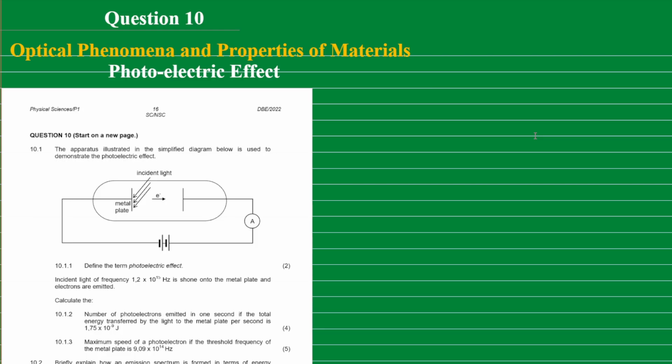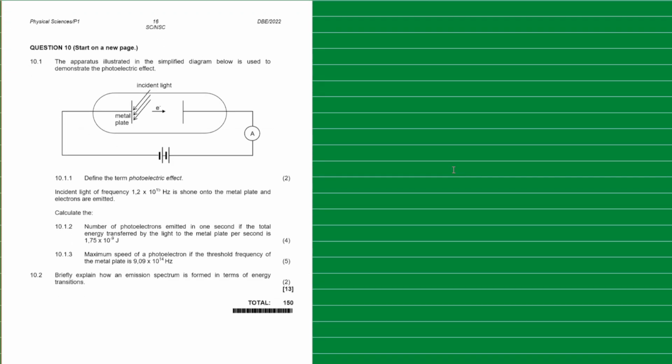Let's get into optical phenomena and properties of materials, which is the photoelectric equation, the photoelectric effect. The second question we are going to handle in this tutorial, Question 10: The apparatus illustrated in the simplified diagram below is used to demonstrate the photoelectric effect. We are familiar with this diagram. There is incident light shining on the metal, and electrons are emitted from the surface of the metal.